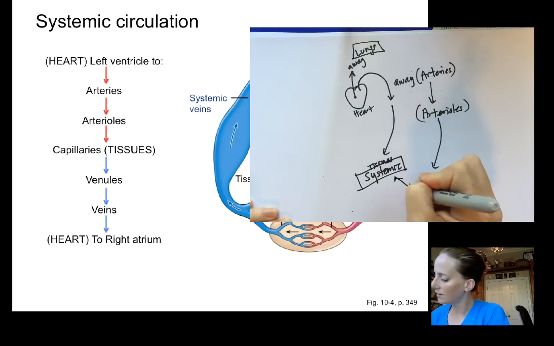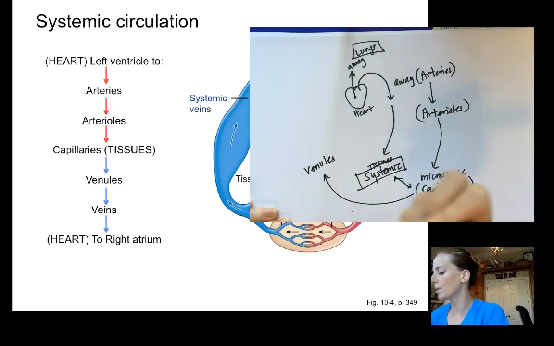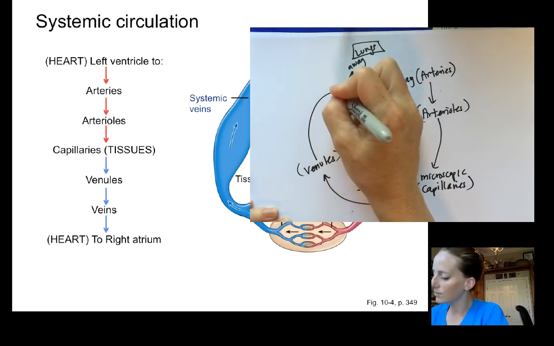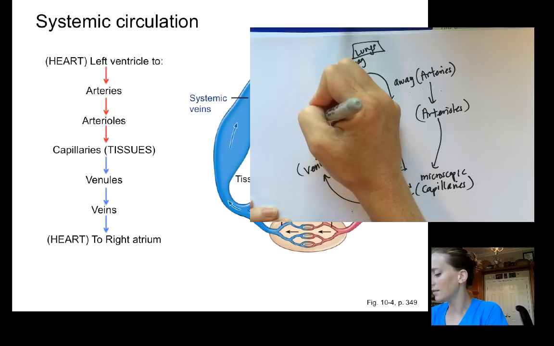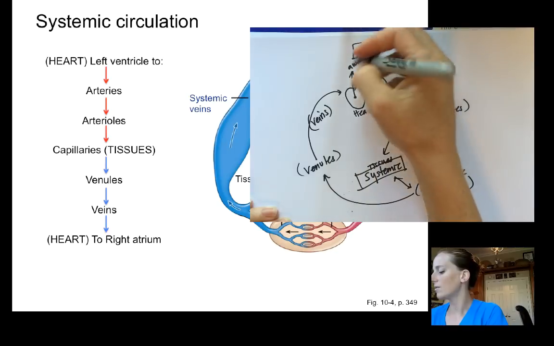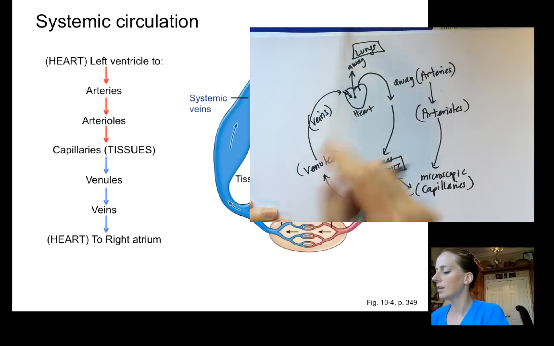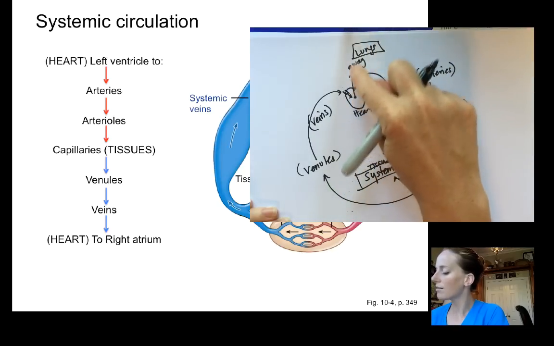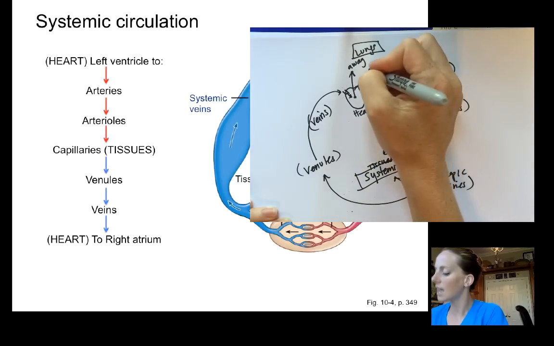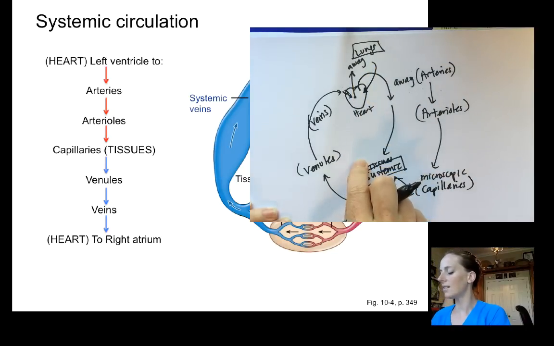And then the blood returning to the heart will go to the smaller blood vessels towards the heart, the venules. And then from the venules to the veins, the larger blood vessels, the last of which will then enter the heart and return blood to the heart. We could do the same for the lungs, where we have arteries, arterioles, capillaries, venules, and then veins. And those will then return to the left side of the heart.